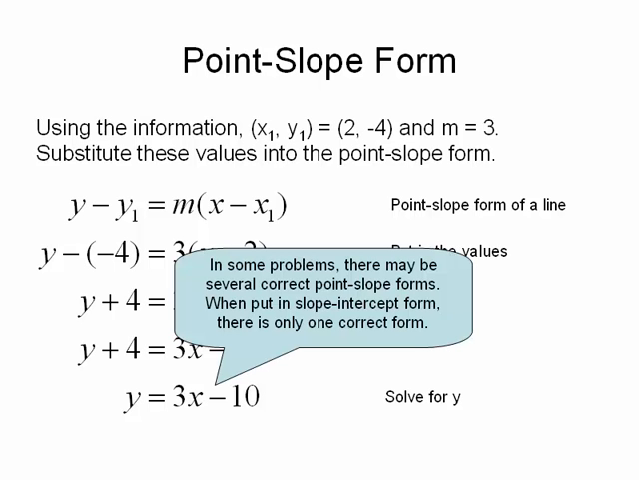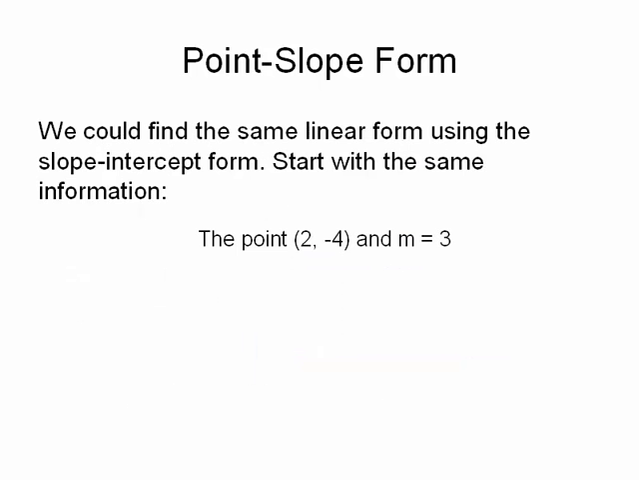In some problems, you may notice that there are several correct point-slope forms because sometimes you're given multiple points. But when you put them in slope-intercept form, they'll all come out to be exactly the same thing. We could find that exact same linear form if we had started from the slope-intercept form. So let's start with that same information, the point (2, -4), and m equals 3.